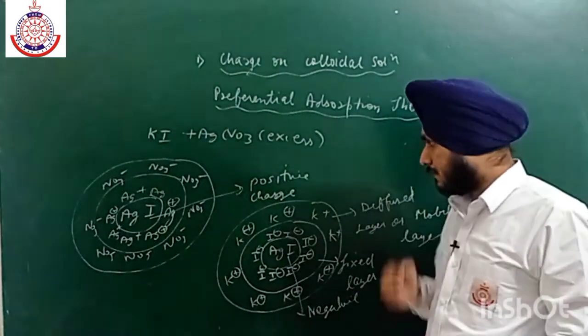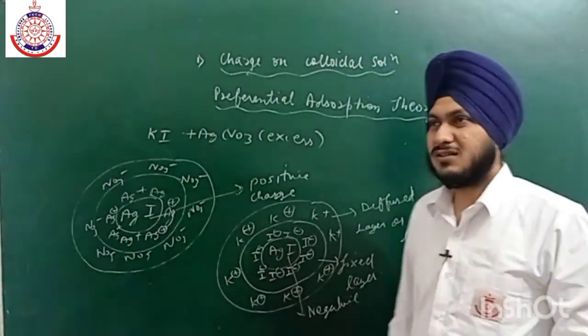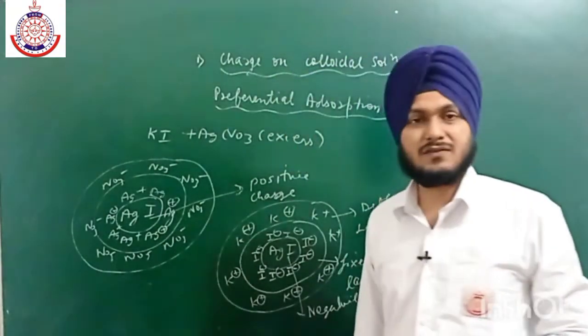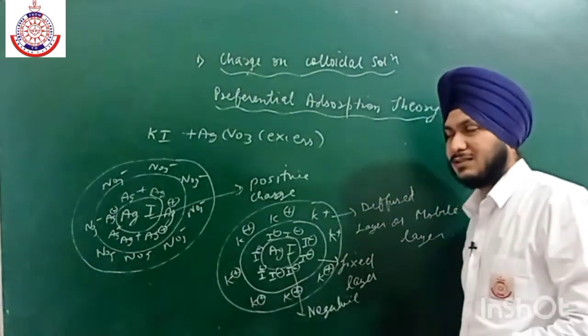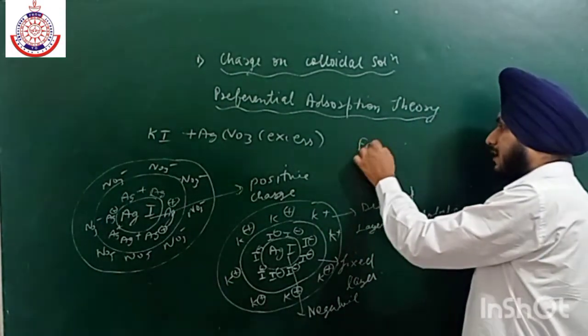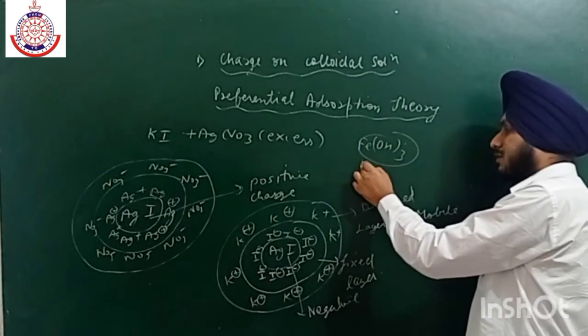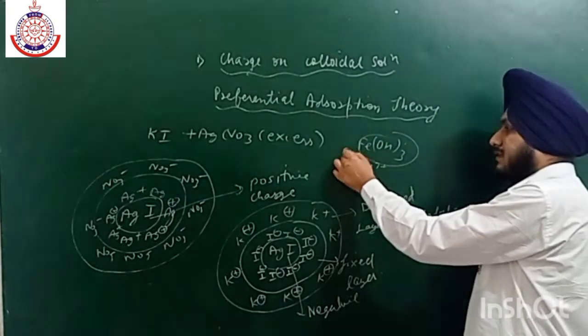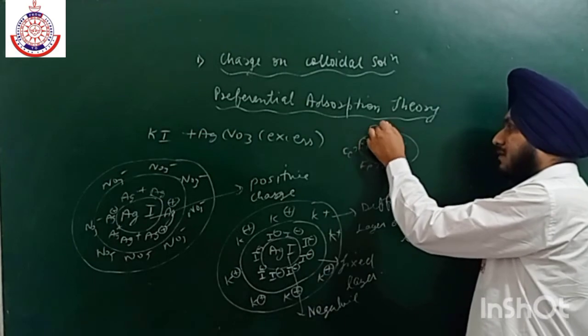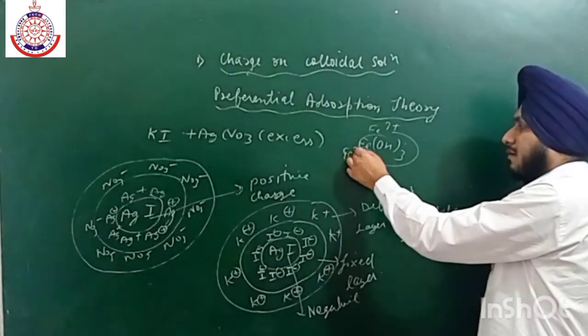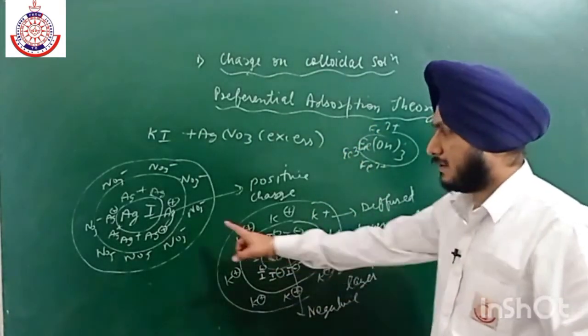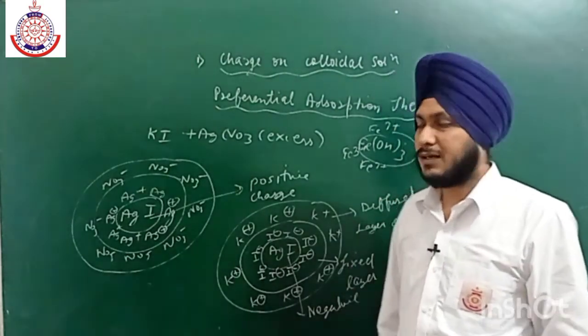Now one more thing, in case of FeCl3 plus Fe(OH)3, we all know that Fe(OH)3 is positively charged because of the adsorption of Fe3+ ions. So this is a very good example. You have to keep this example in your mind, I have also remembered this example.